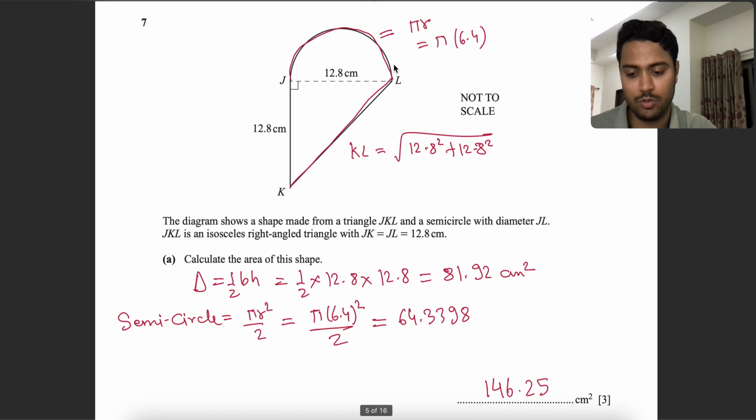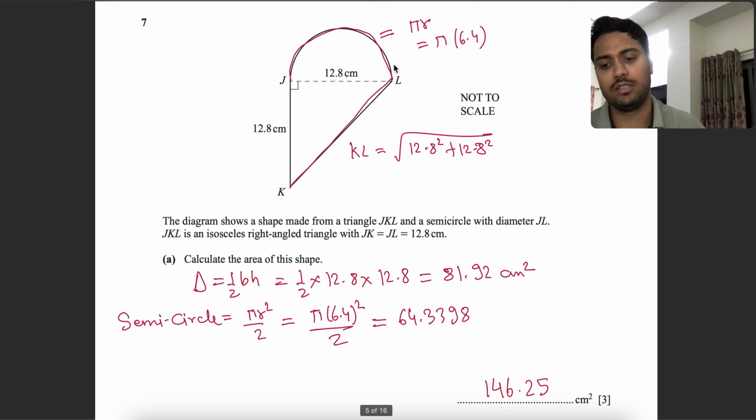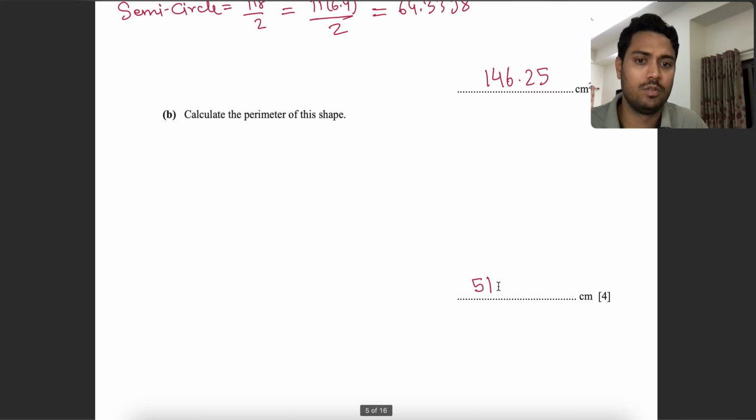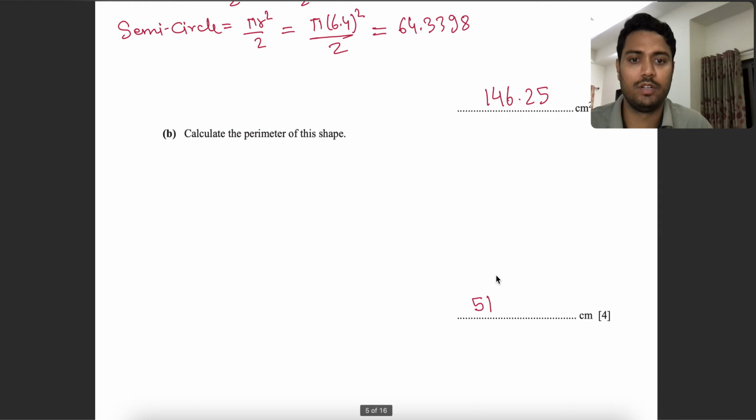So this 12.8 and pi r. So let's do this: under root of 12.8 the whole square plus 12.8 the whole square equals this, plus 12.8, plus pi into 6.4, and the final answer is 51.008. We can write 51.008 rounded to 3 significant figures, so 51.